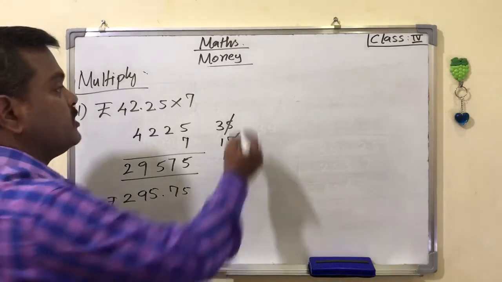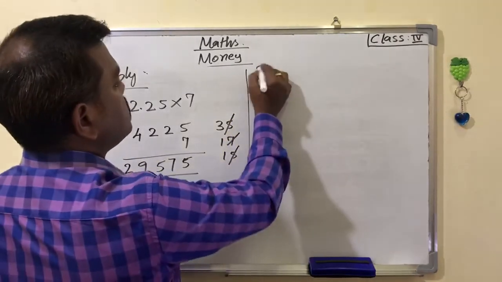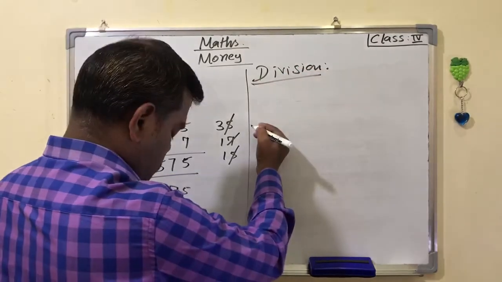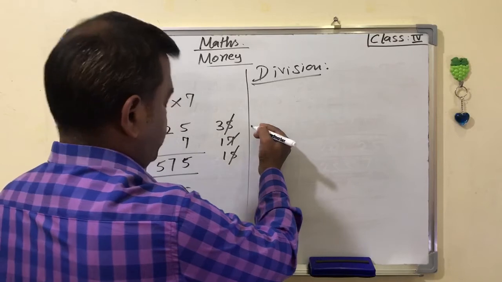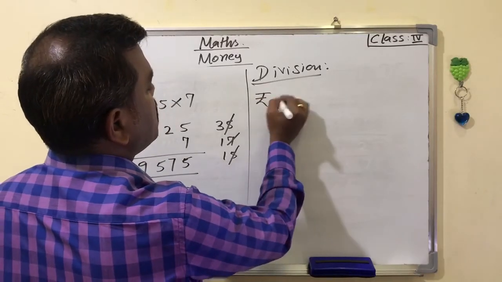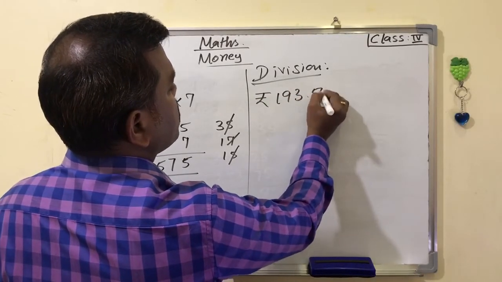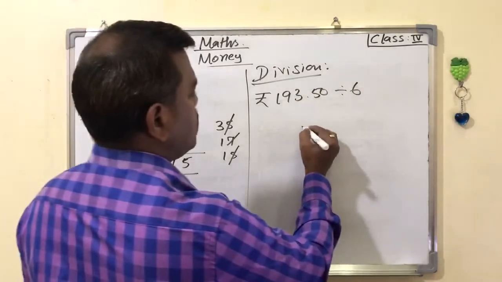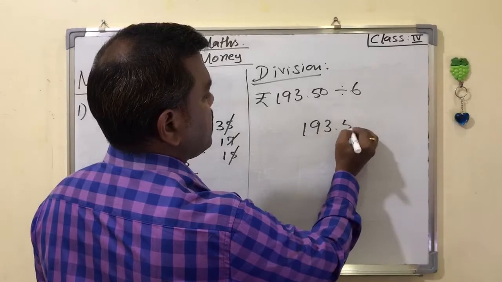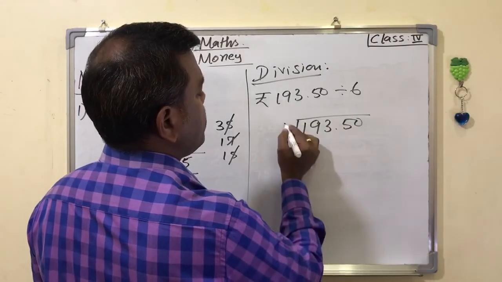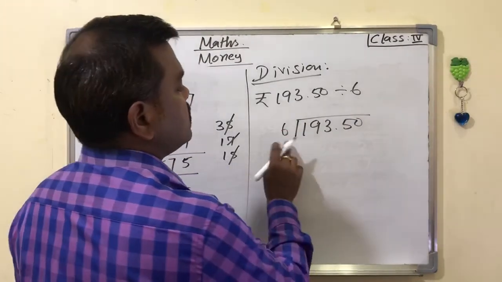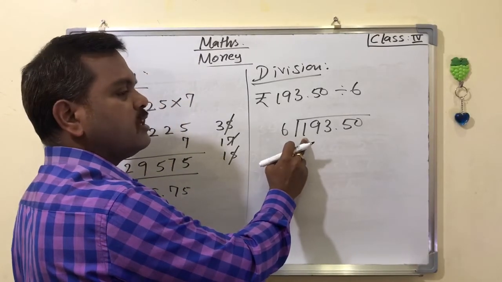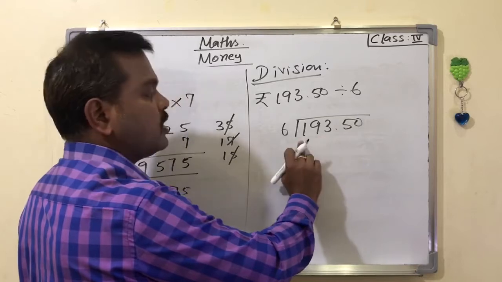And one division also we will learn. Money division. 193.50 divided by 6 rupees. 193.50 by 6. Okay, this is one digit, single digit number. Have to take only one digit here, but here it is not possible. Take one more number, 19.